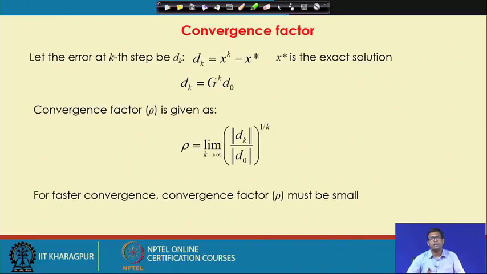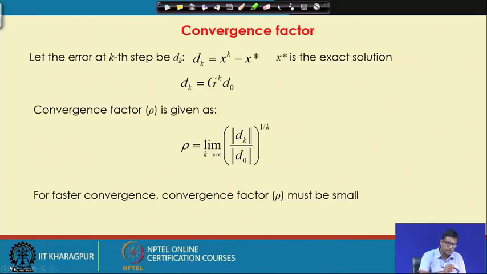After the kth iteration, where k is a large number, we see what the error is, and the ratio between these two errors to the power 1 by k is the convergence factor. If the factor is small, that means the error is reducing in a fast way. So, we will need fewer iteration steps for convergence.